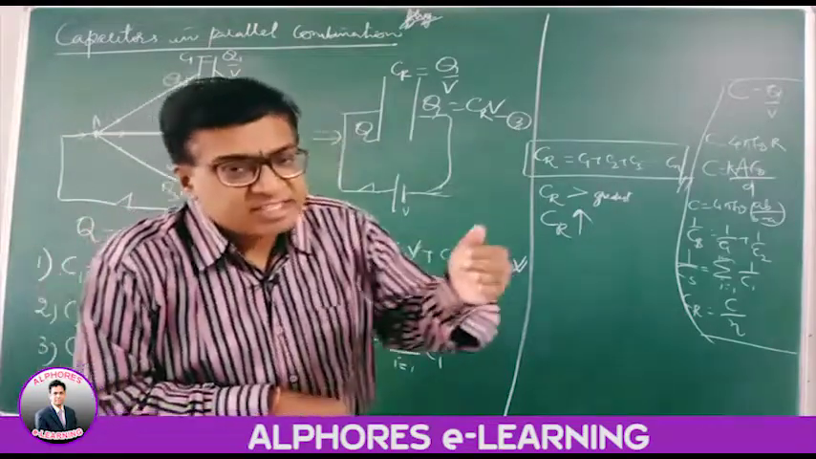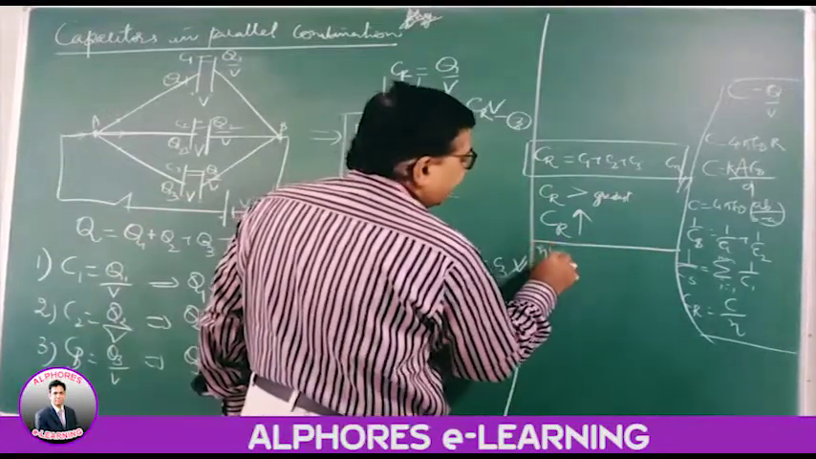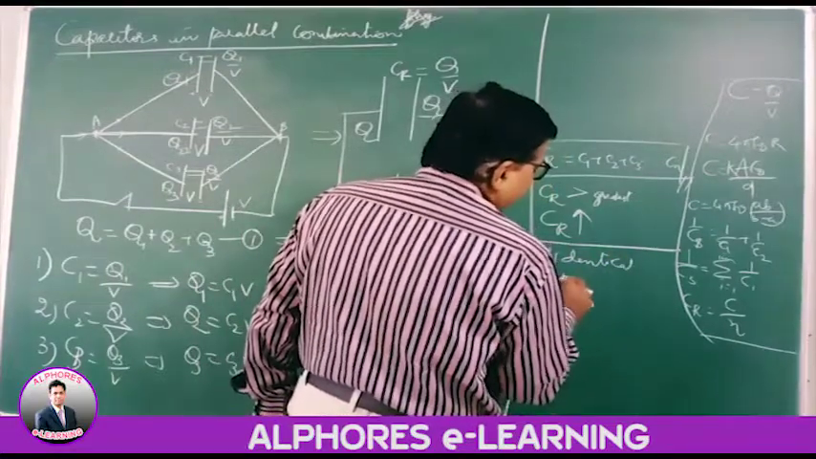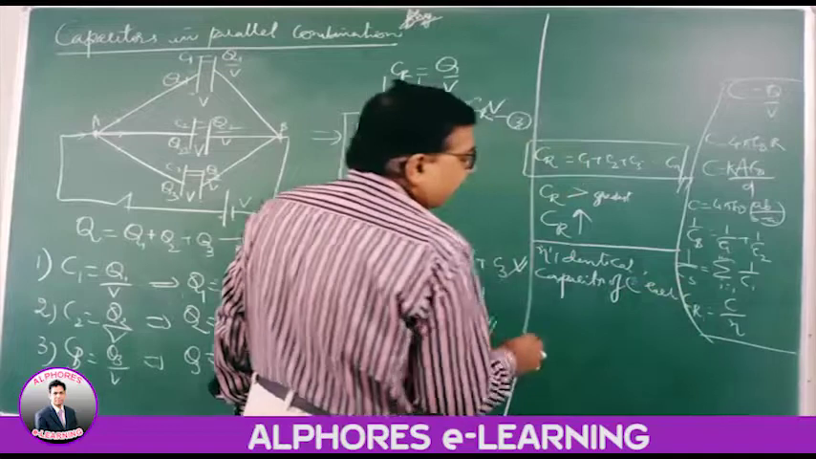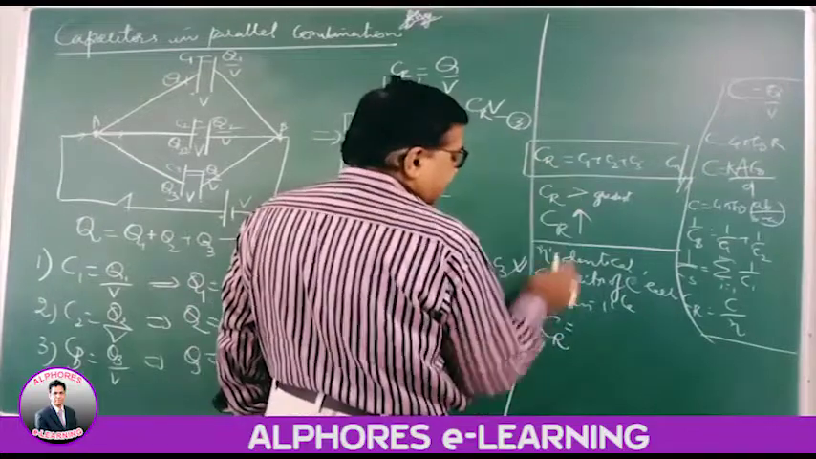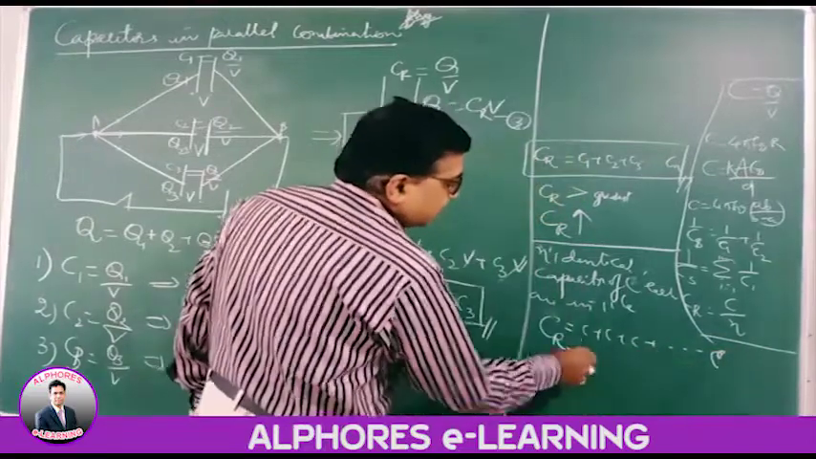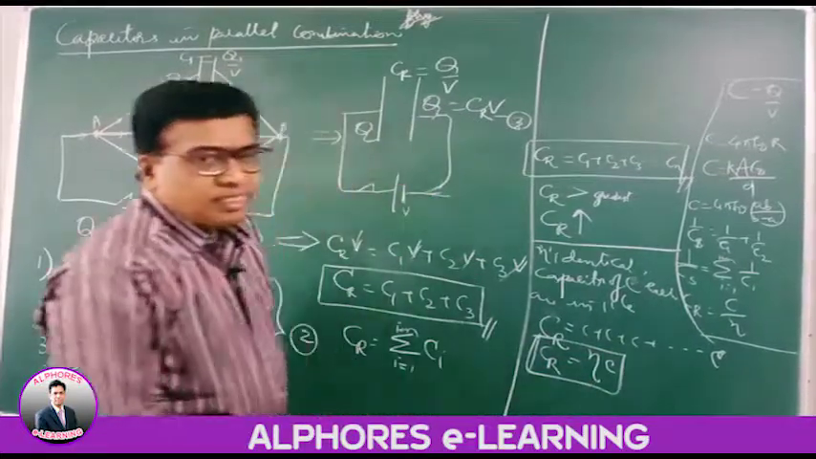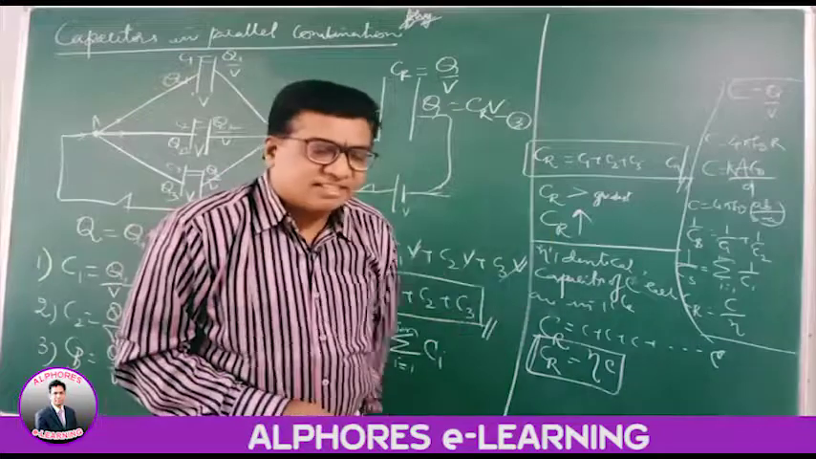Suppose n identical capacitors of capacity C each are connected in parallel. Then the resultant capacity is the algebraic sum, C plus C and so on. I am adding C n times, so the resultant capacity is nC. If there are two capacitors, 2C; three capacitors, 3C. If there are n capacitors, the resultant capacity is nC.